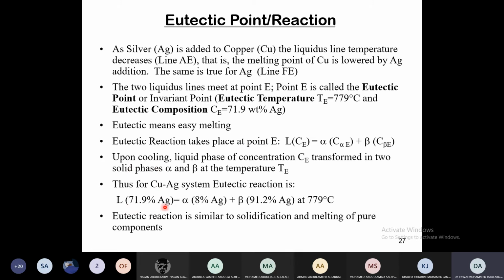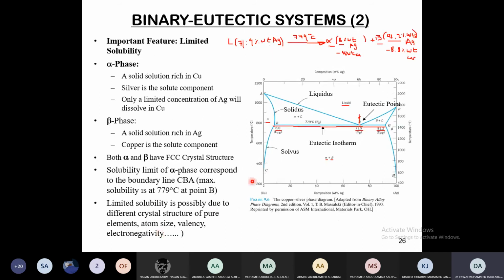Liquid at 71.9% silver, and of course the rest will be copper, gives you the alpha solution at 8% by weight silver and 92% by weight copper, and the beta phase, which has 91.2% by weight silver, the rest will be copper, at 779 degrees centigrade. If I ask you to write the eutectic equation, this is what you are going to write.